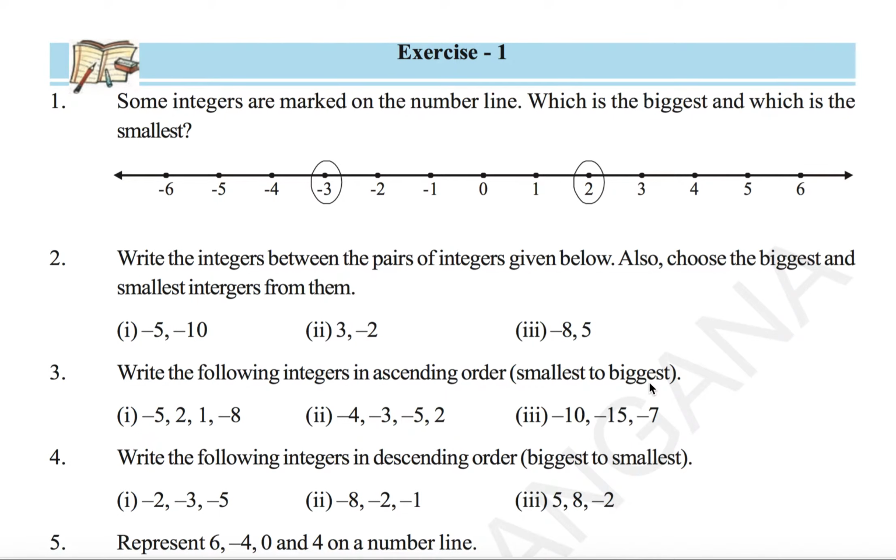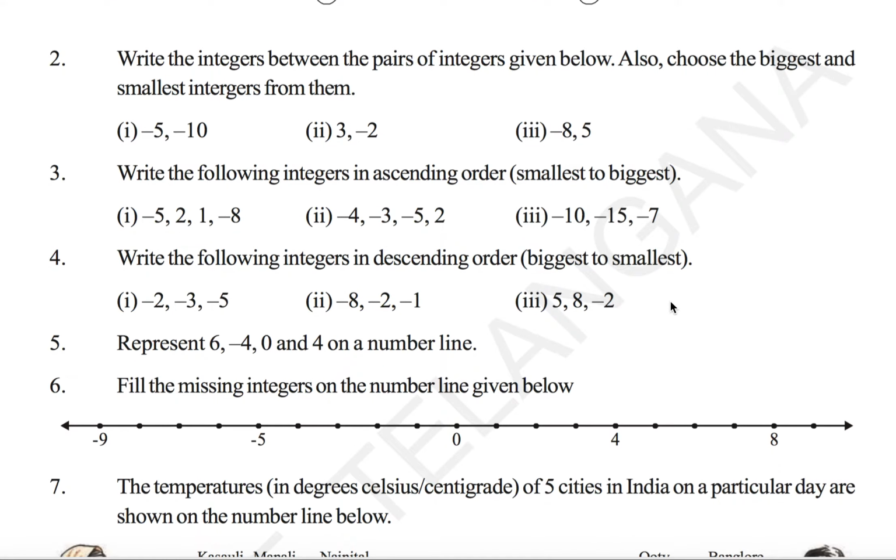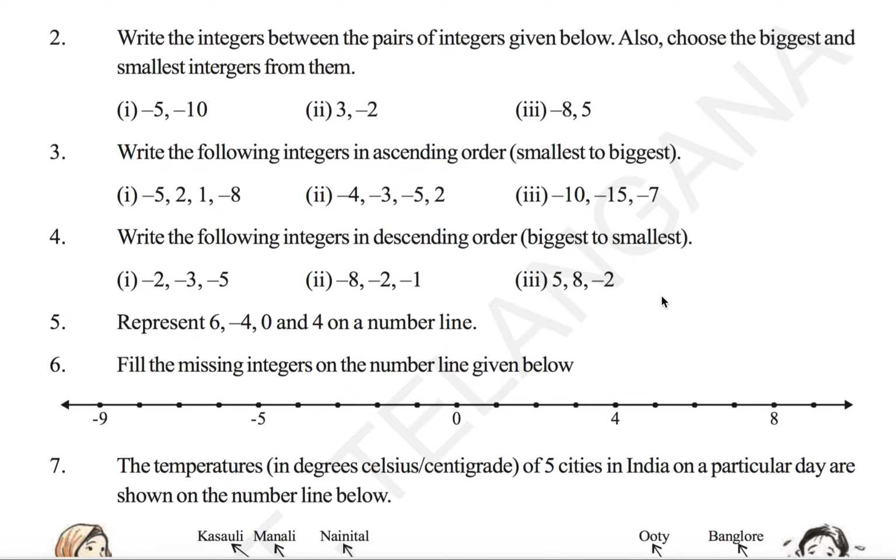Exercise 1. Let's see exercise 1. Some integers are marked on the number line. Which is the biggest and which is the smallest? Minus 3 is the smallest, 2 is the biggest. Write the integers between the pairs of integers given below, and also choose the biggest and smallest integers from them. Here minus 6, minus 7, minus 8, minus 9. This is the biggest. Smallest is minus 10. Out of these, minus 1, 0, 1, 2. This is the smallest, this is the biggest. Here minus 7, minus 6, minus 5, minus 4, minus 3, minus 2, minus 1, 0, 1, 2, 3, 4. Biggest is 5, smallest is minus 8.